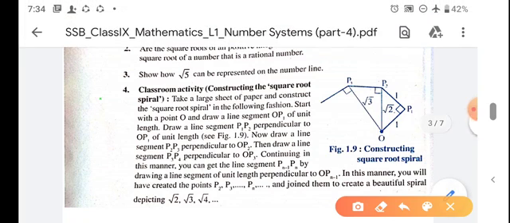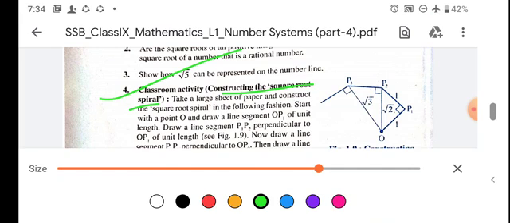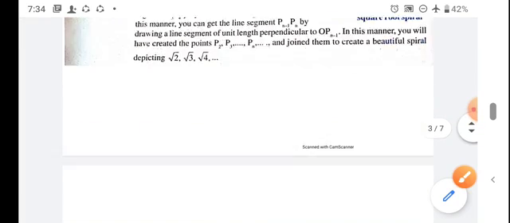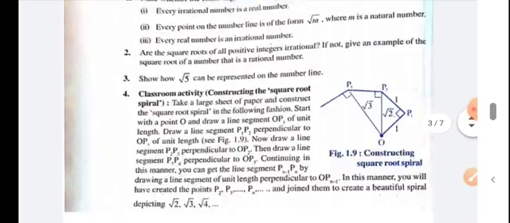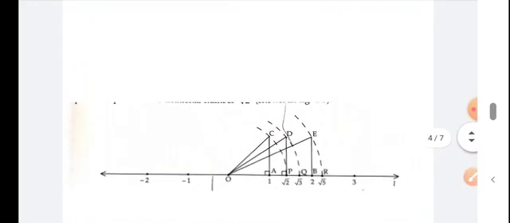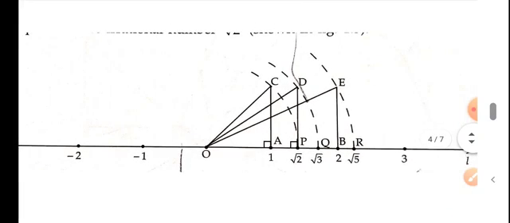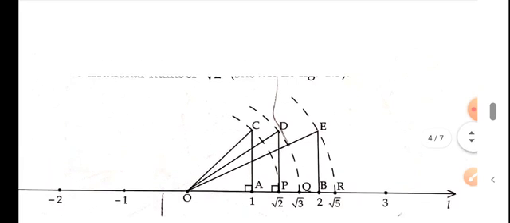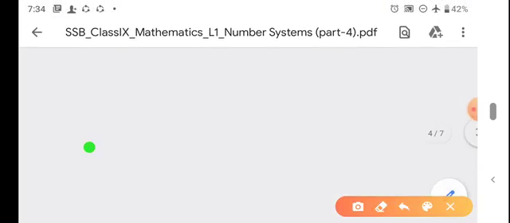Then the classroom activity: constructing the square root spiral. So this here is the spiral. You will go on preparing this. Here is the square root spiral. So you go on proceeding by drawing all the numbers. I will tell you how to prepare it.